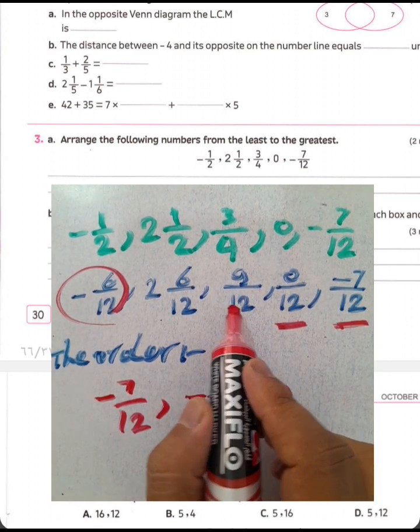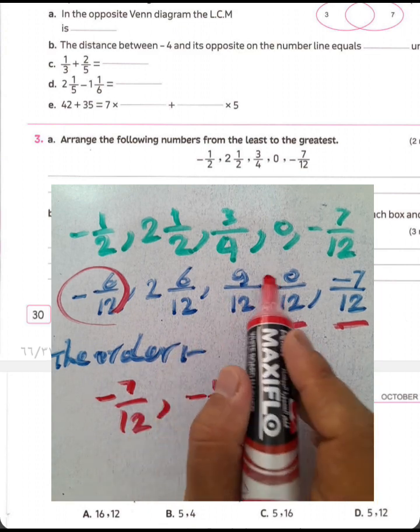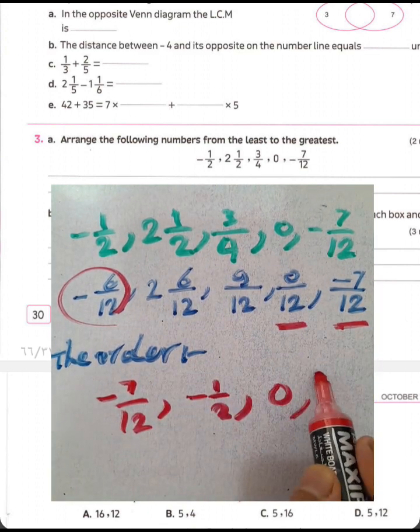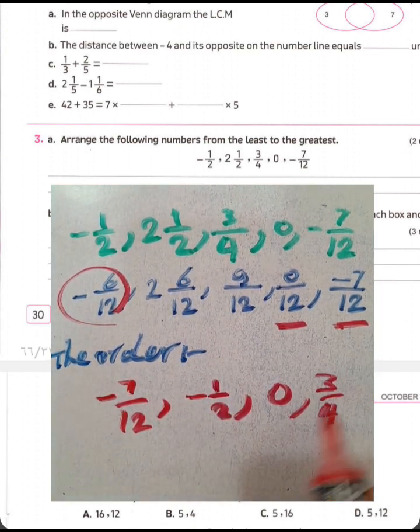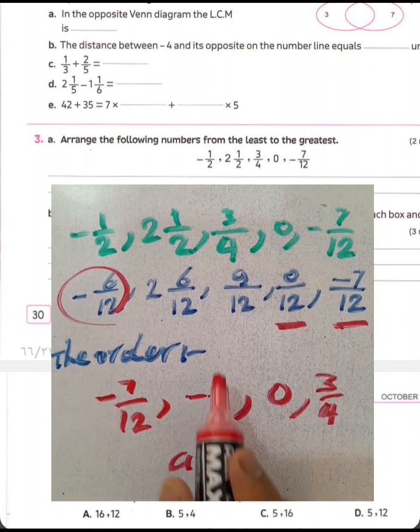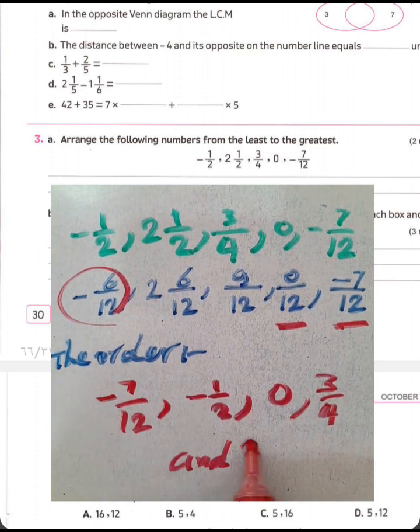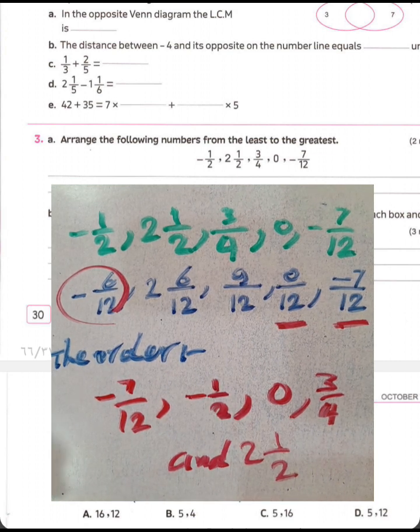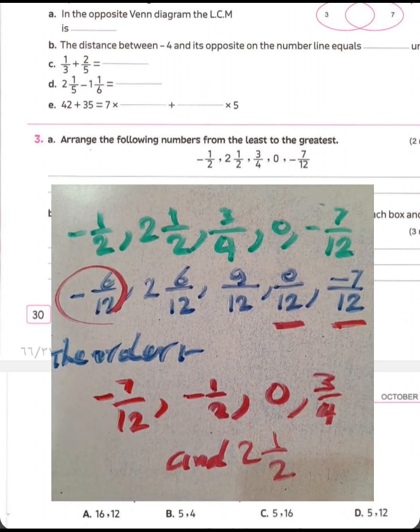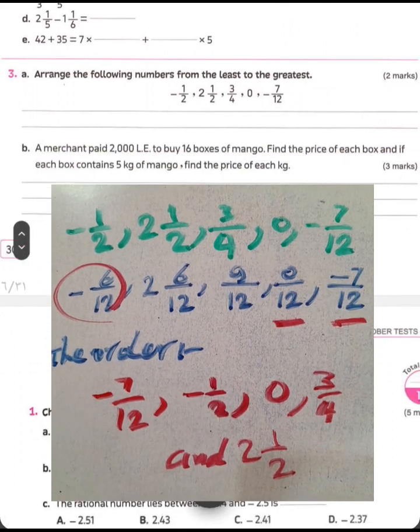over 12, and then 2 and 6 over 12. 9 over 12, it will be 3 over 4. And the last one will be 2 and 6 over 12, it will be 2 and 1 over 2. It is the order from least to greatest, ascending order.